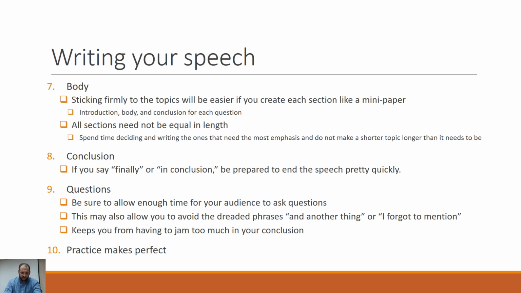Finally, practice. Don't be too proud. I've seen many people who get started in public speaking and they don't really want to practice. If they do want to practice, they don't want to practice out loud. They want to practice in their head. They don't want to practice in front of other people. They want to practice only alone. Practicing alone is better than not practicing at all. But don't be too proud.